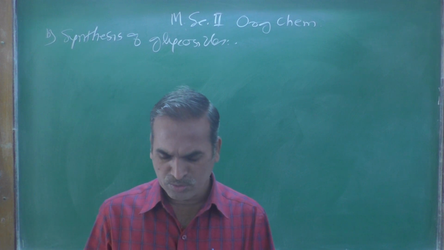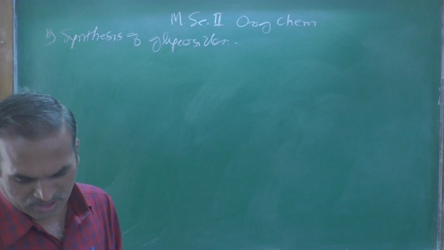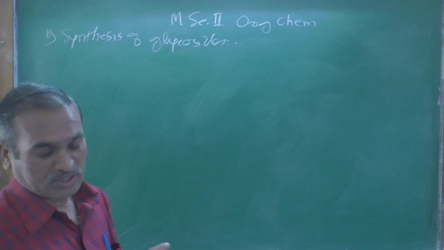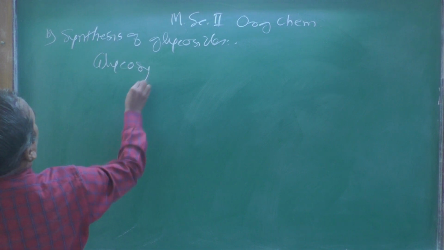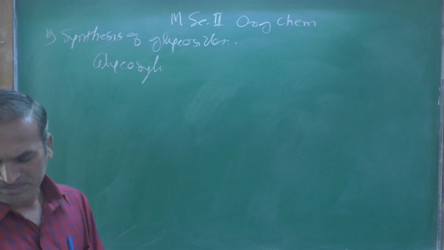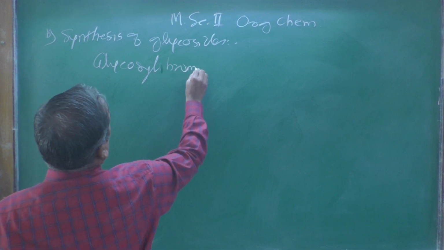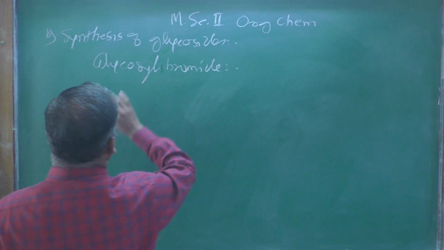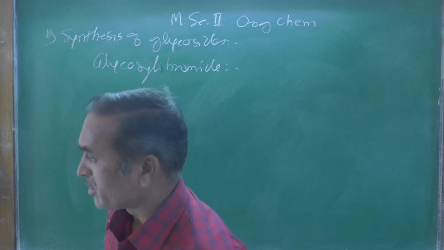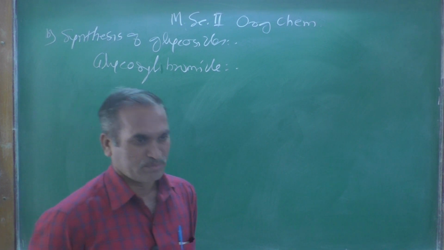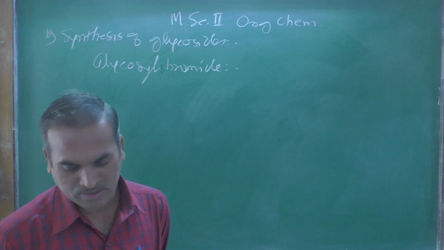Today what we are going to see is the synthesis of glycosides, and here the glycosyl bromide. How can we achieve glycosyl bromide, or what do we mean by glycosyl bromide? Among the halides, bromide is generally used frequently here.